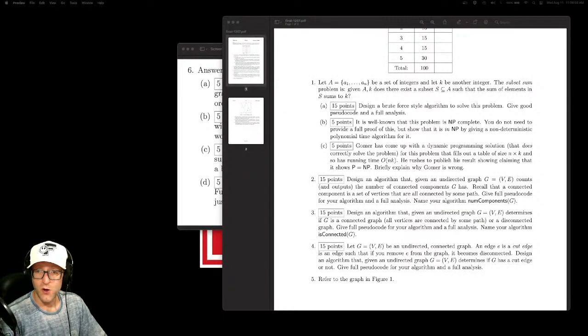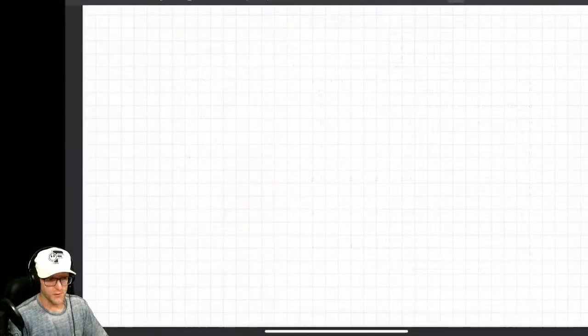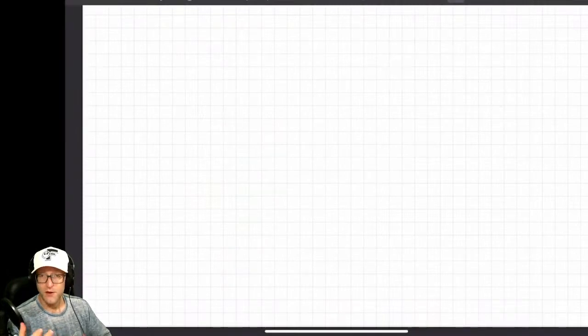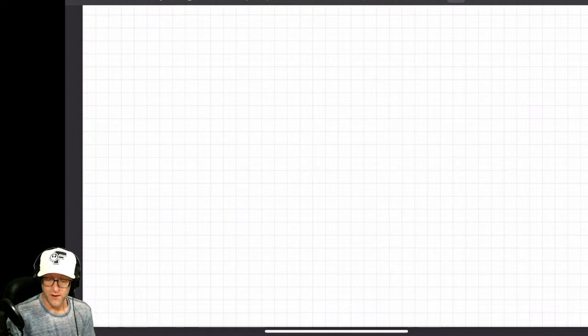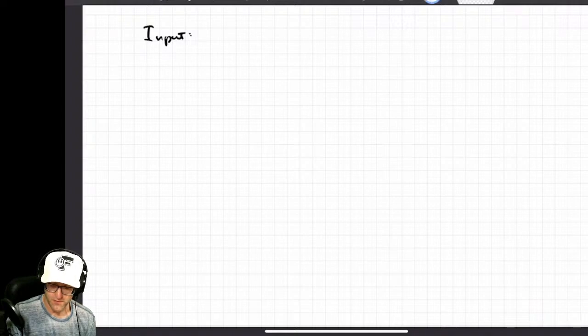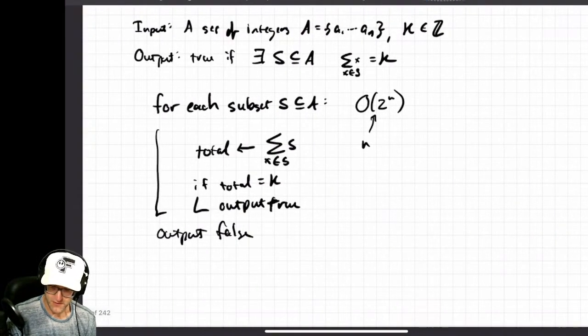It is well known that this problem is NP complete. You don't need to provide a full proof of this, but we do want to show that it is in NP by giving a non-deterministic polynomial time algorithm for it. So remember, a non-deterministic algorithm is going to have these two phases where you guess a solution and then you verify. So our input here is going to be the same. In fact, I'm just going to steal it.